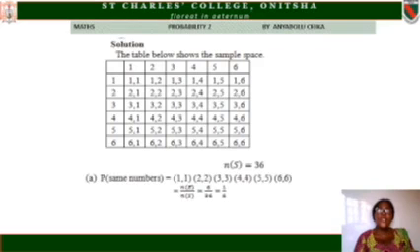Solution. The table below shows the sample space. In the first row, we have the first die. In the first column, we have the second die.